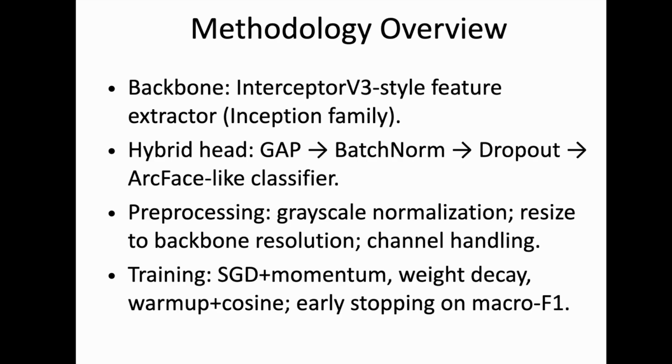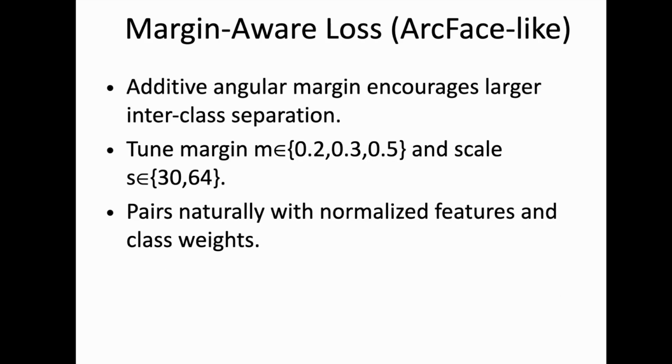We processed the images in grayscale. We did some normalization and froze the backbone. The margin loss was additive angular margin, which encourages larger interclass separation. The tuned margin was mainly 0.5, with a scale of 30 to 64, and it pairs naturally with normalized features and class weights.